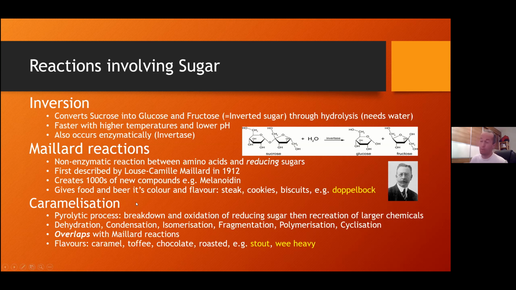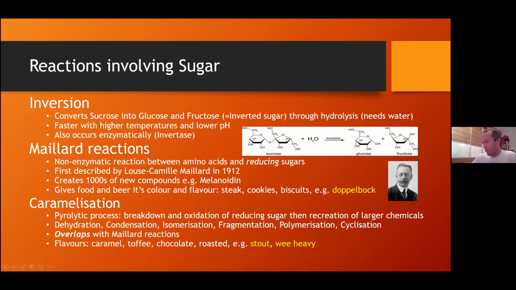With caramelization, you don't need amino acids. It's just what they call a pyrolytic process where sugar just breaks down. You can have a high pH or a low pH and it literally starts falling apart. When it falls apart, it starts changing its structure. Together with water, you have condensation, and then it loses the water, you have dehydration. Isomerization, what we were talking about, creates isomers, so you have molecules changing shape. Fragmentation, they fall apart. Polymerization, they form long strings.